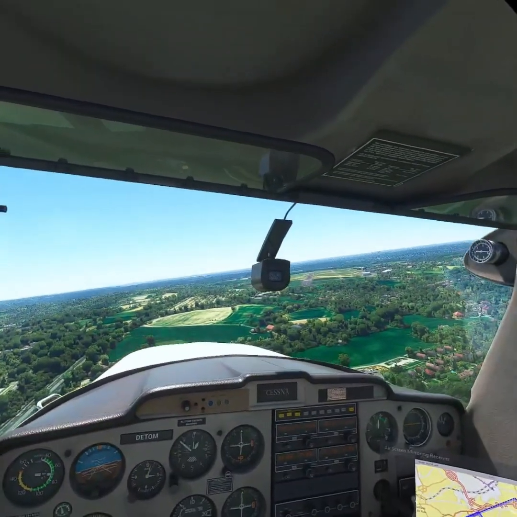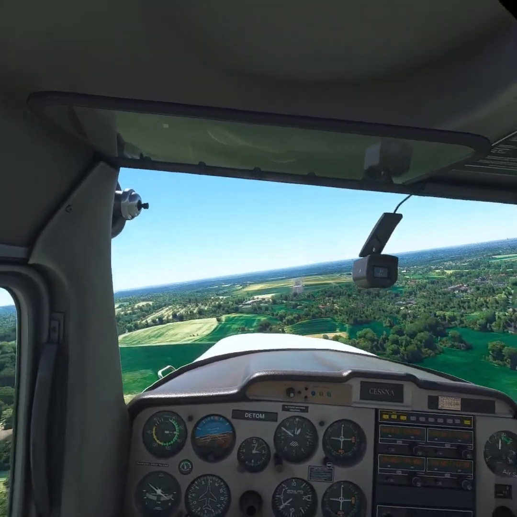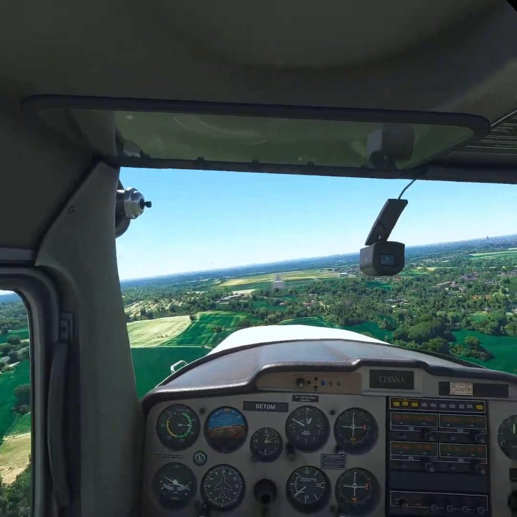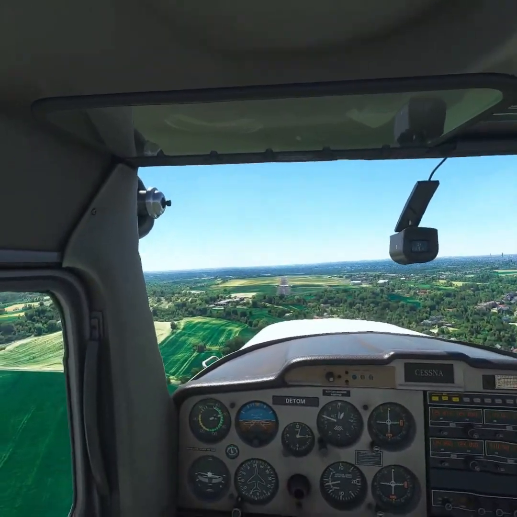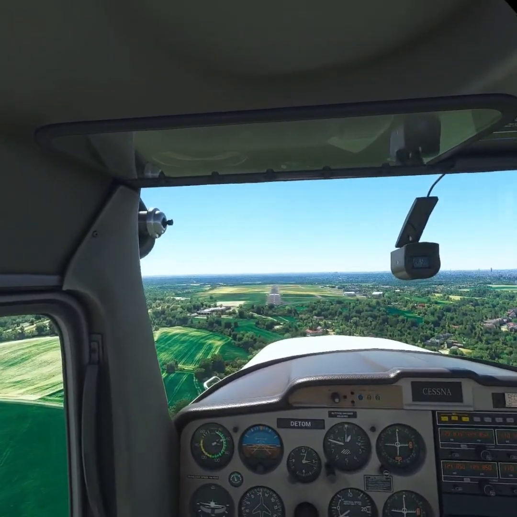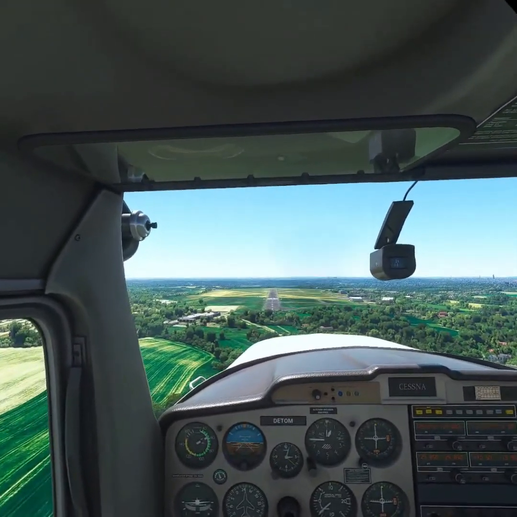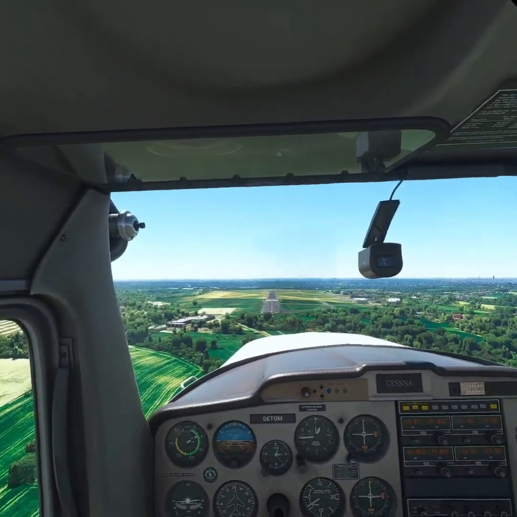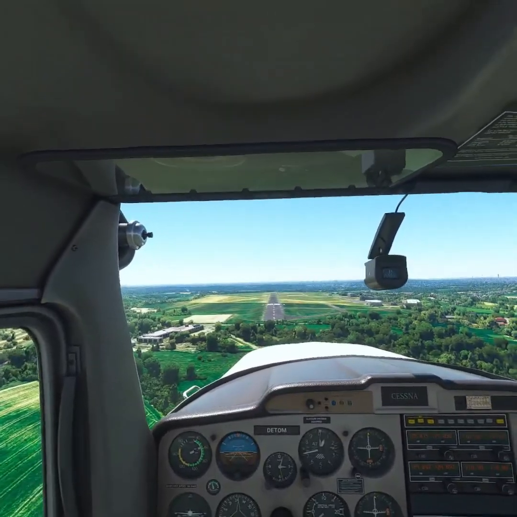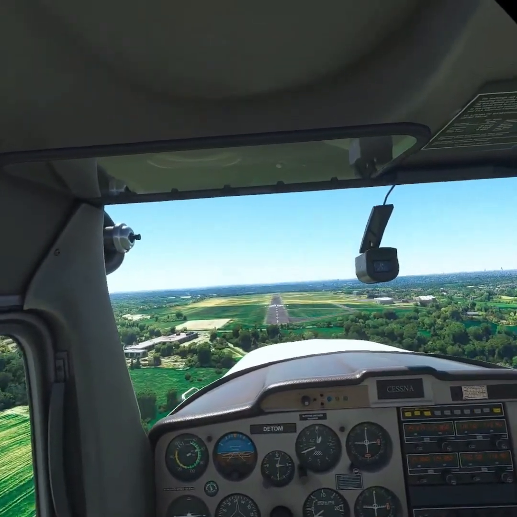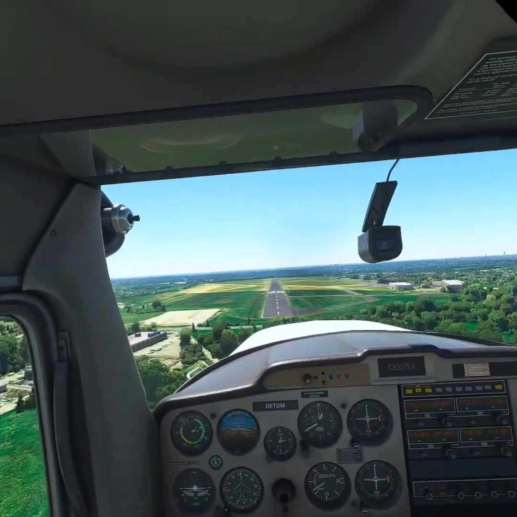So 70 knots, and I'm gonna have my last flaps 30. 65 knots I need to maintain. My airspeed is getting low, so probably that flaps was not a good idea at this point, but I'm gonna increase my speed to maintain that descent path.